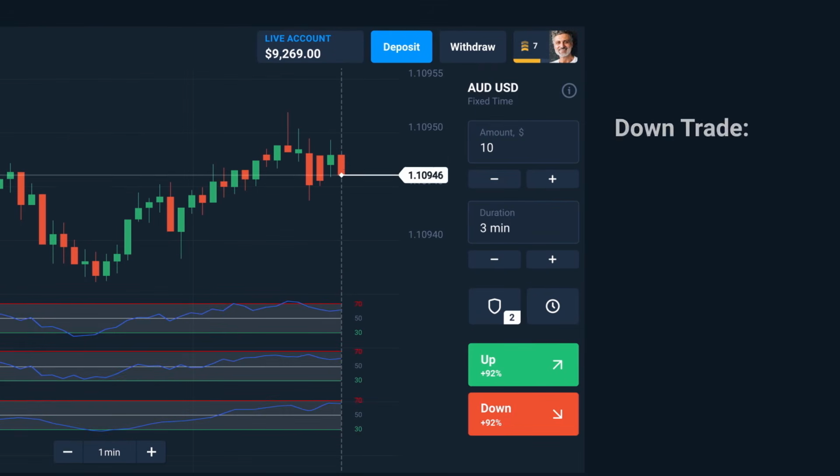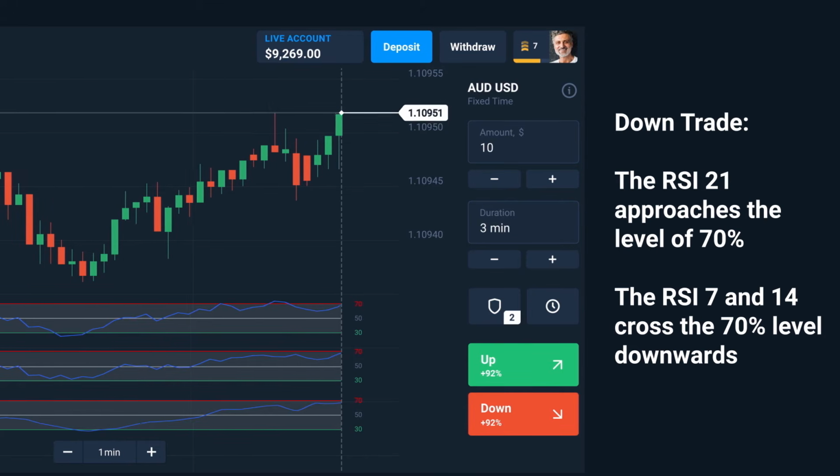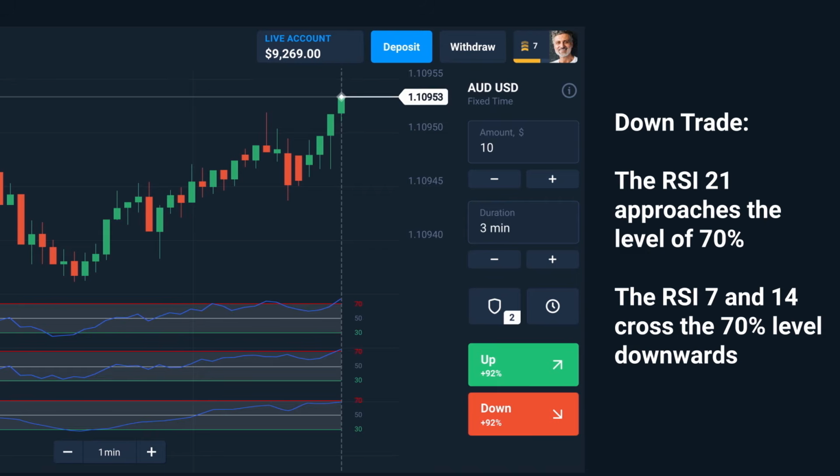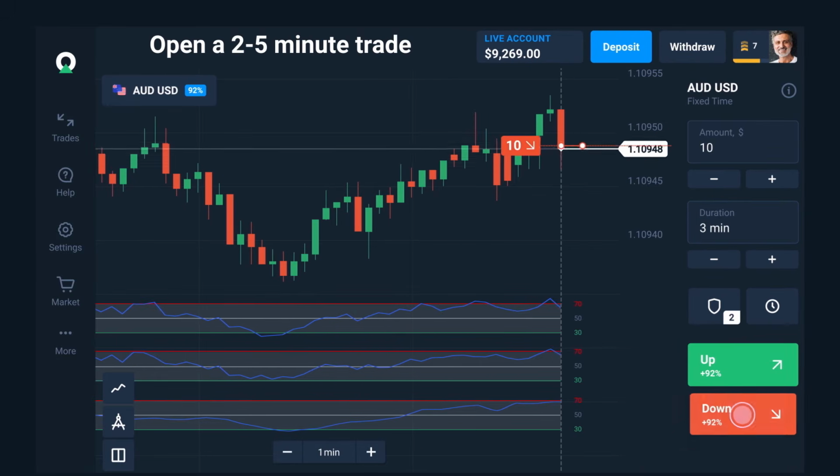To open a down trade, we wait for 2 signals. RSI 21 approaches the overbought level of 70. The lines of RSI indicators 7 and 14 leave the overbought zone and cross level 70 downwards. Open a 2 to 5 minute trade.